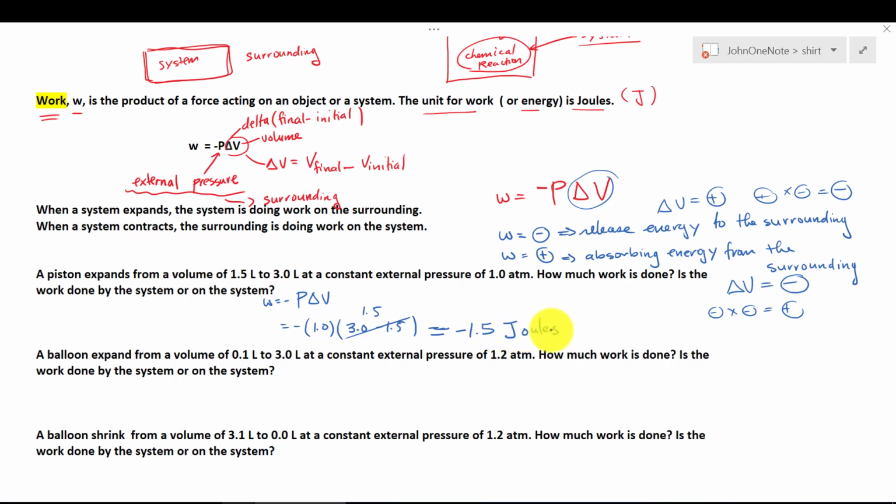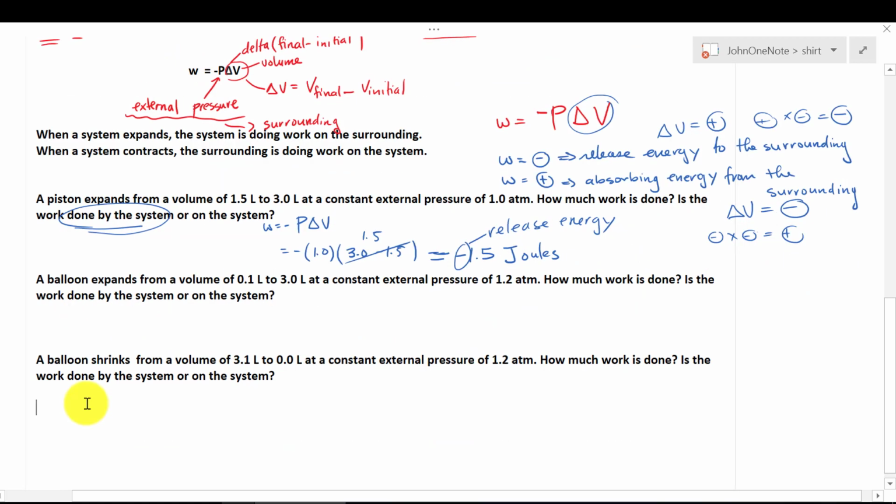Let's try another problem. A balloon expands from a volume of 0.1 liter to 3.0 liters at a constant external pressure of 1 atm. How much work is done? So in this case, if it's negative, that means it's releasing energy, right? Therefore, the work is done by the system on the surrounding.